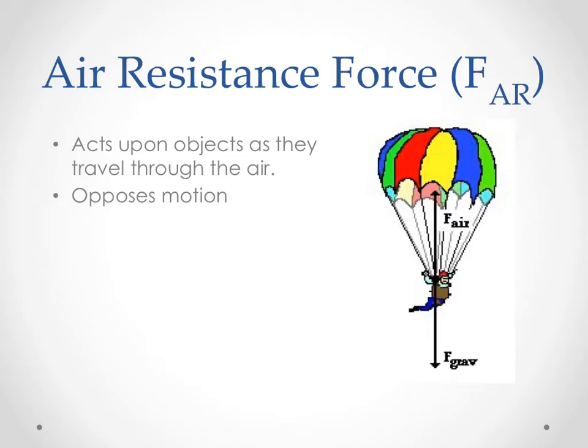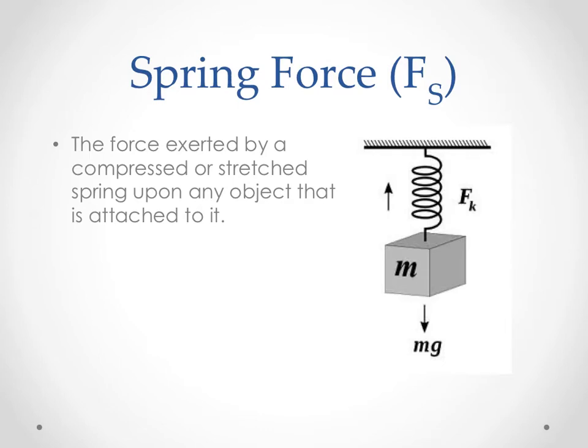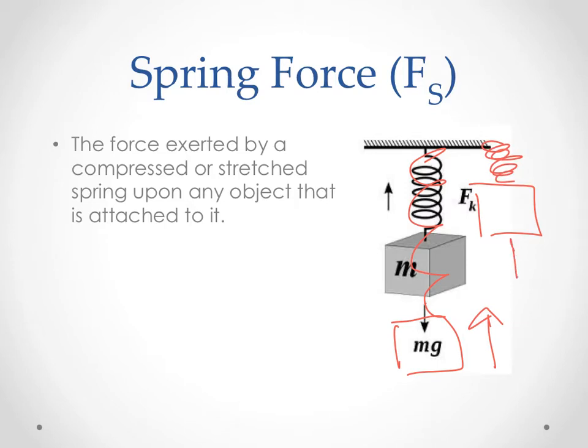So again, we see gravity pulling straight down, and the air resistance would oppose the motion. Spring force, the force exerted by a compressed or stretched spring upon any object that's attached to it. So if I pull this object down, say I pulled it down to here, and the spring was stretched out, it would be pulling the object up. However, if I push this block upward and now the spring is very compressed, it's going to push the object downward. So we'll have to think about whether the spring is stretched or compressed when we're talking about the direction of the spring force.